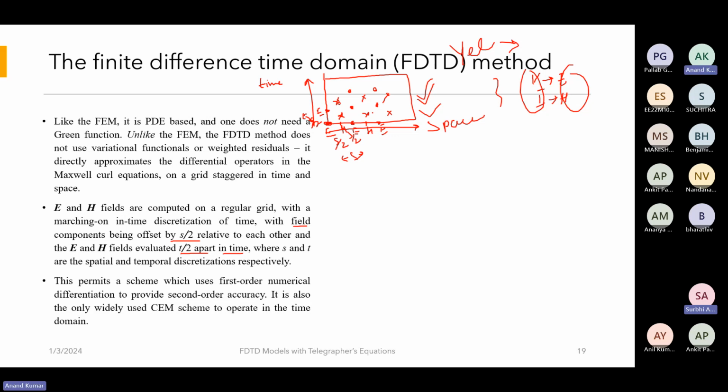Hello. Yes, Urbi. Yes, sir. I have a doubt in this line. This permits a scheme which uses first order numerical differentiation to provide second order accuracy. What is the meaning of this?